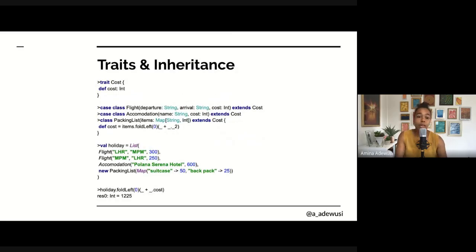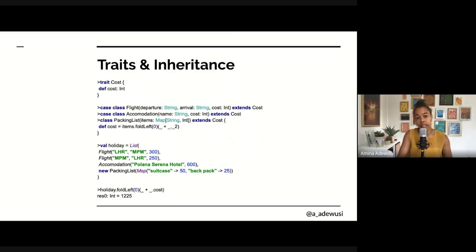Another interesting thing we can do with Scala is to use traits. A trait is where we can design an interface without having to implement its behavior. In this case, we've created a trait called cost. This holds a method which does not have an implementation. We can use this trait on any class that we like. We just need to make sure that within that class, we provide an implementation.